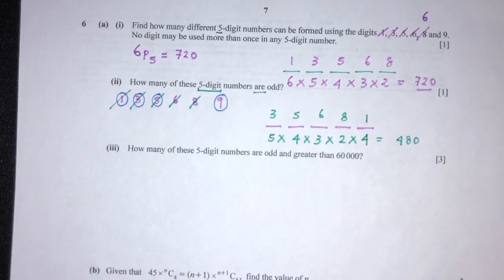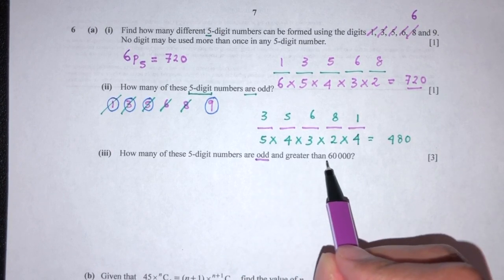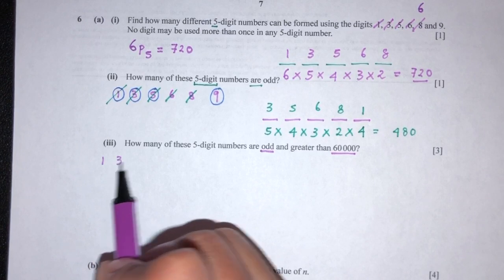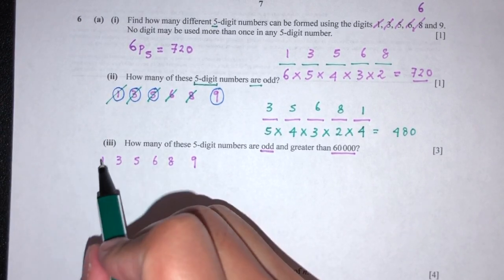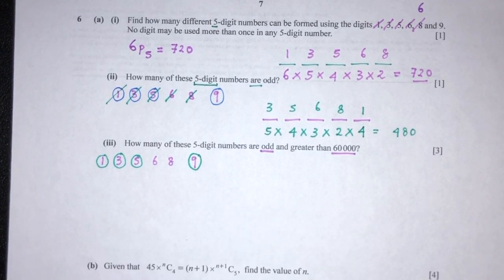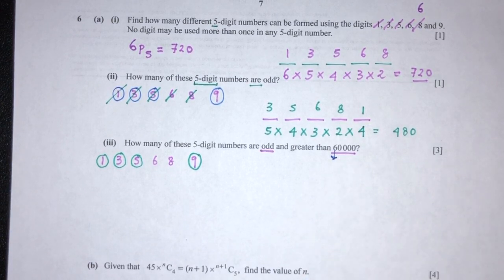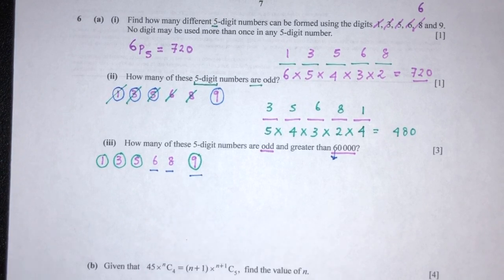Now for part 3, how many of these 5-digit numbers are odd and more than 60,000? So we have 2 conditions here. Pretty easy. Let's find out. Numbers 1, 3, 5, 6, 8, and 9. So here we have odd, odd, odd, and odd. And we also understand for a number to be more than 60,000, it needs to start with at least a 6, right? So the first number has to be at least a 6. So 6 or more, it could be 6, 8, or 9.